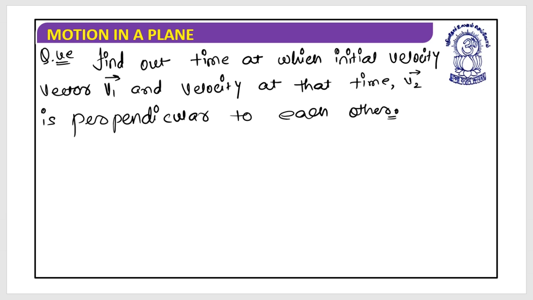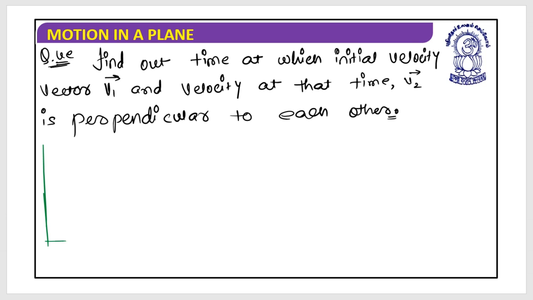This is a very beautiful, very logical question, as it covers multiple concepts in a single and straightforward question. I like this. So go through it once, twice, thrice, five times, six times, ten times, and try to find it out. I want a certain time at which the velocity v2 and the initial velocity vector v1 are perpendicular to each other. How should I do this? How can it be done?